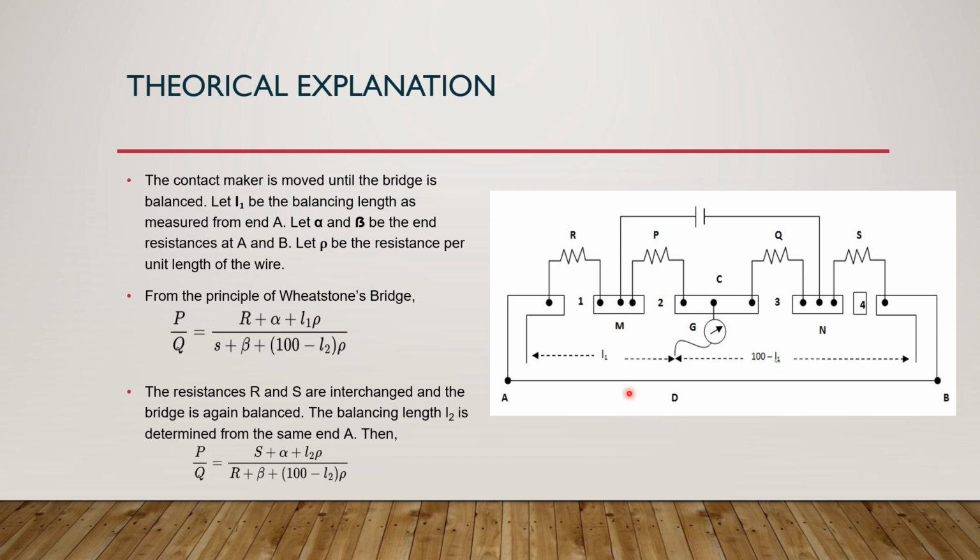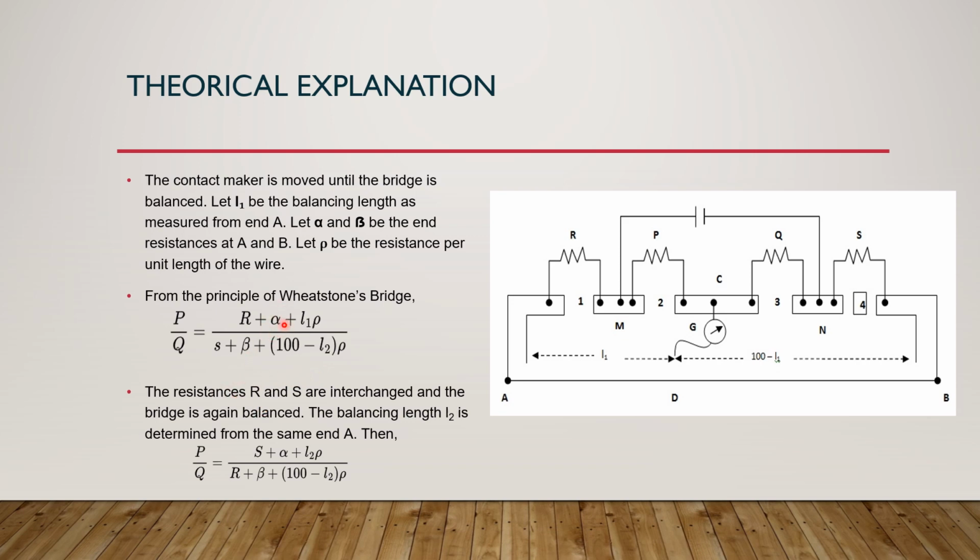From the principle of Wheatstone's bridge, P by Q is equal to R by S. Now, let alpha and beta be the end resistances. Therefore, P by Q is equal to R plus alpha, which is the end resistance here, plus L1 rho, the resistance. In this terminal, let beta be the end resistance, and here the balancing length is 100 minus L1. Therefore, multiplied by rho, we get the resistance.